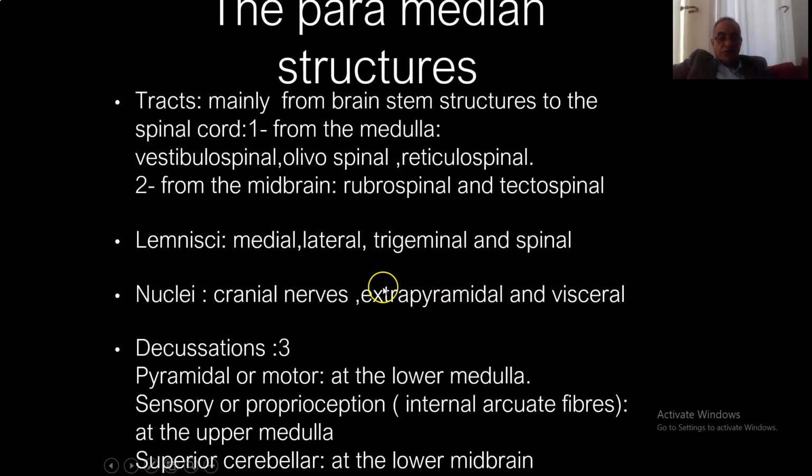Also, it contains 3 decussations of the brainstem: the pyramidal or motor in the lower medulla, as we saw before; the sensory or proprioception, the internal arcuate fibers at the upper medulla; and the superior cerebellar peduncle decussation at the lower midbrain.